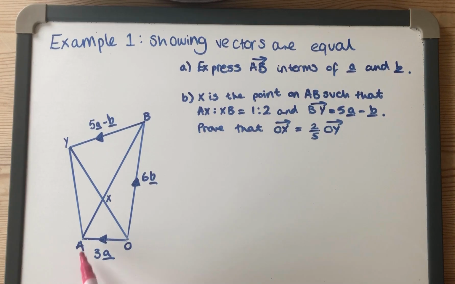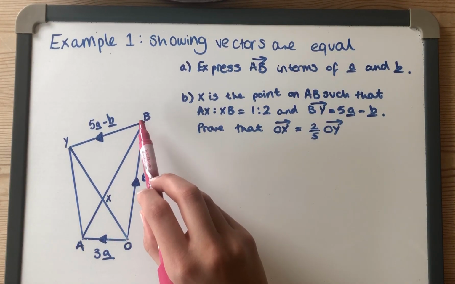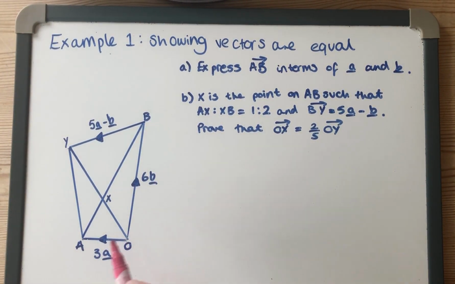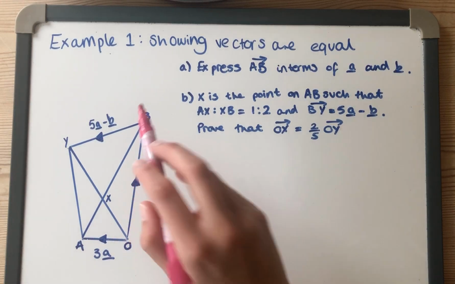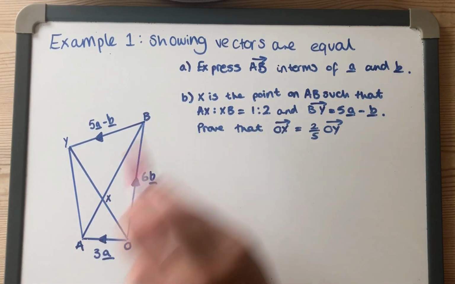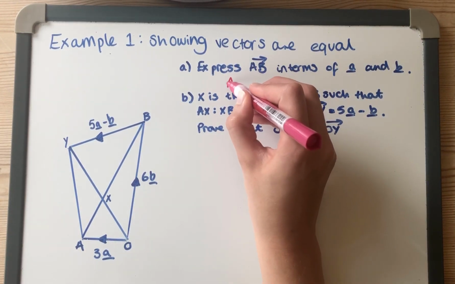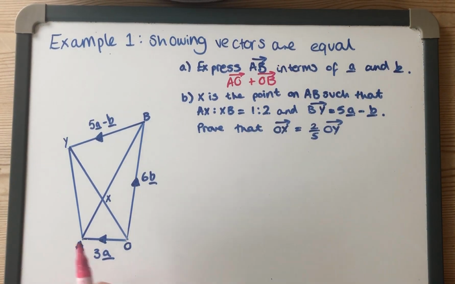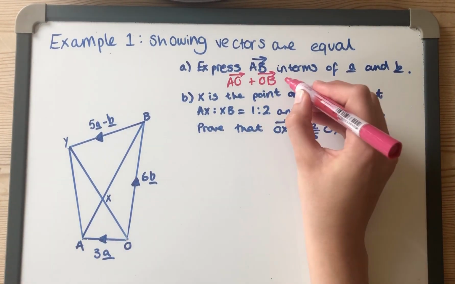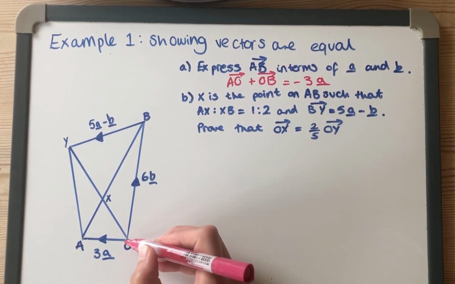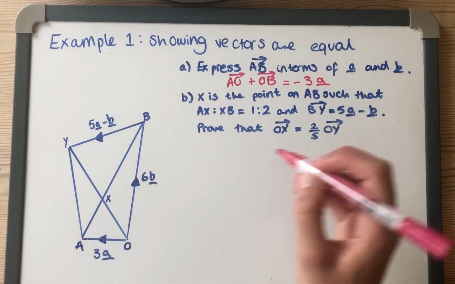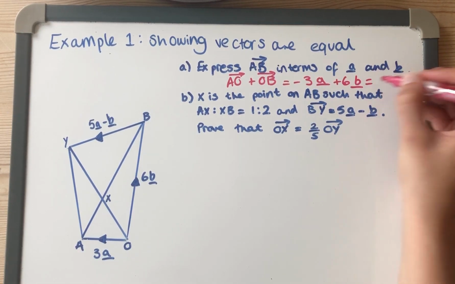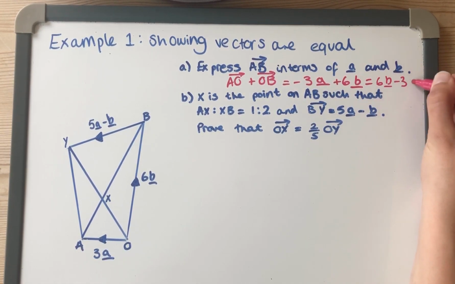We're going from point A to point B. To do that, we have to go via point O, so we go A to O and then O to B, because we are going from A to B. A to O is going that way, so that's minus 3a, because if I was going O to A, it would be 3a. A to O is minus 3a, and then O to B is plus 6b. So ultimately that ends up being 6b minus 3a.